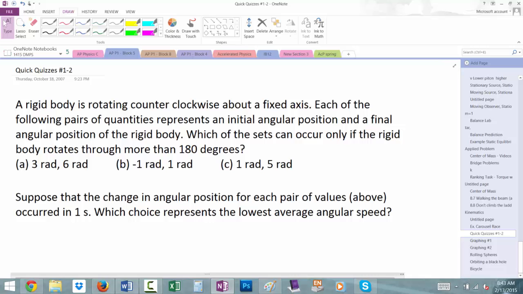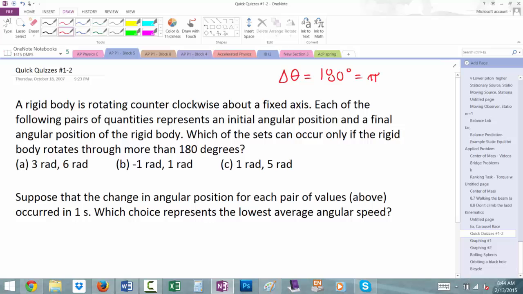Cool. All right, so I think we were there more or less, but I want to make sure that it makes sense. Which sets can occur only if the rigid body rotates through more than 180 degrees? So really, we're saying that delta theta equals 180 degrees. How many radians is that? Pi radians, right? Everybody okay with that? So pi is 3.14, right?